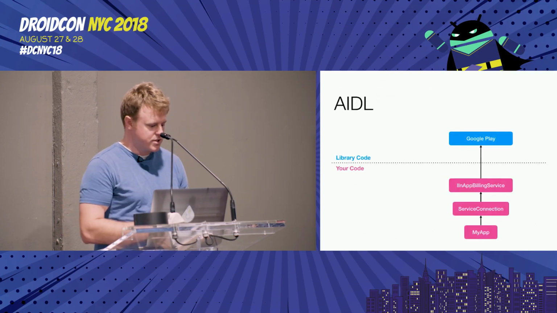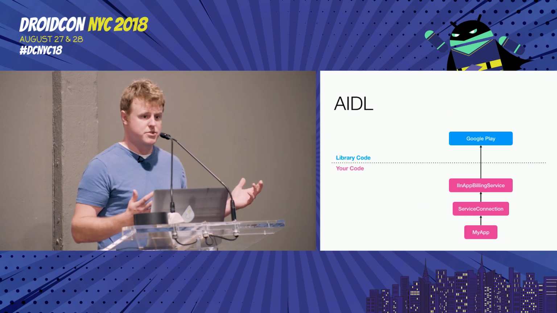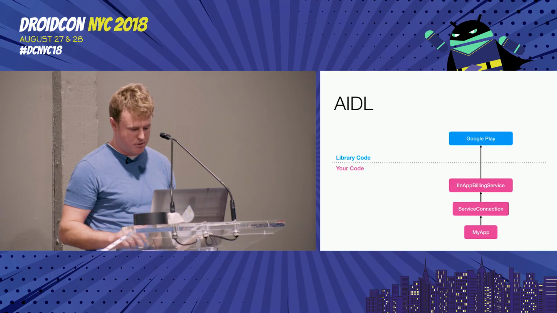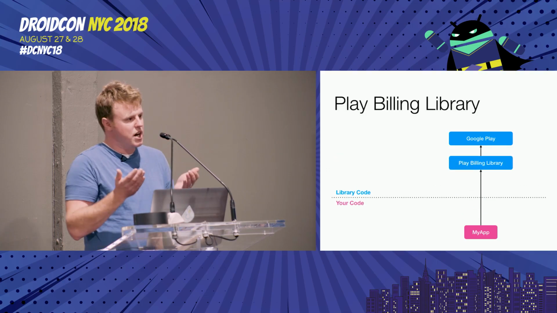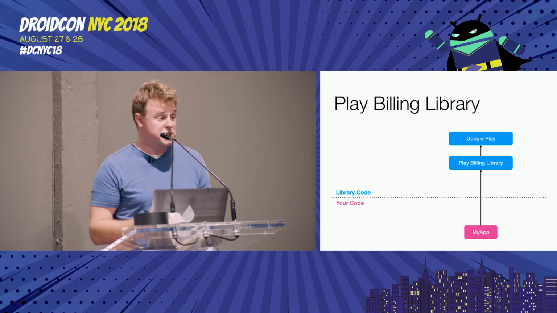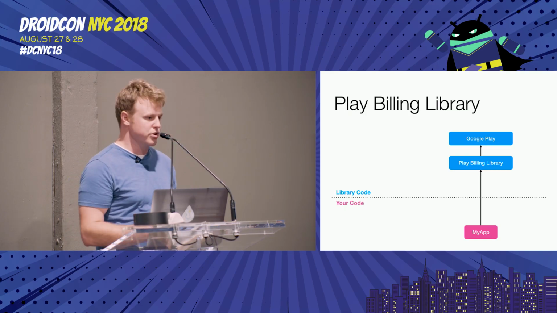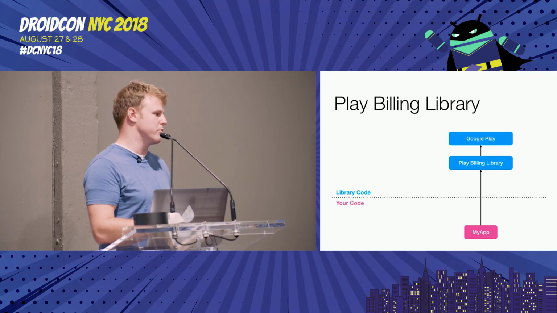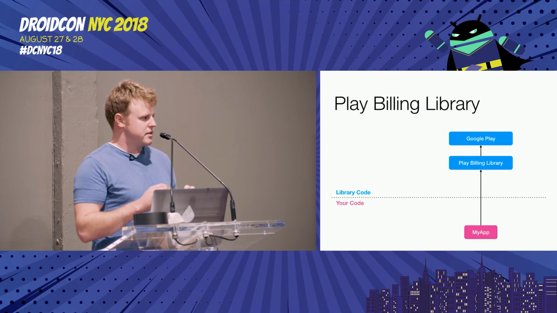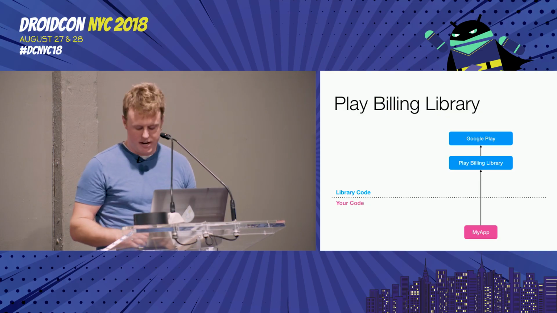So we saw before that the AIDL sort of looks like this, where you have a whole lot of code that you need to manage. And what the Play Billing Library does is it moves that code up into that library code that you don't need to worry about. Which is great, because anytime you reduce the amount of code that you have to worry about, you reduce the risk of bugs and that sort of thing. So that's billing itself and how you interact with it.